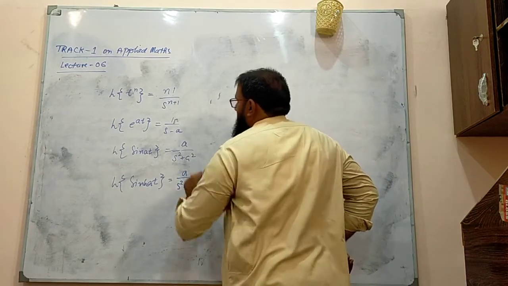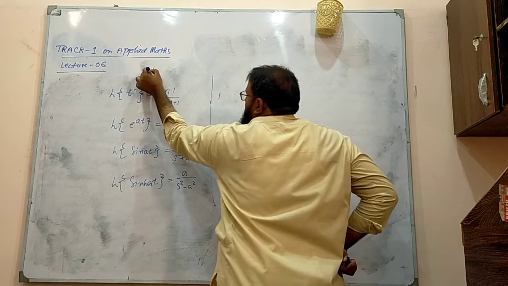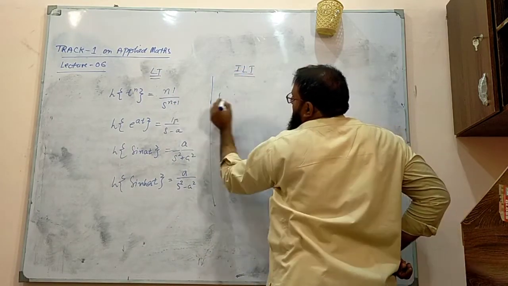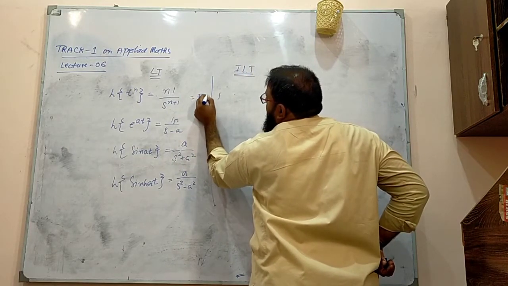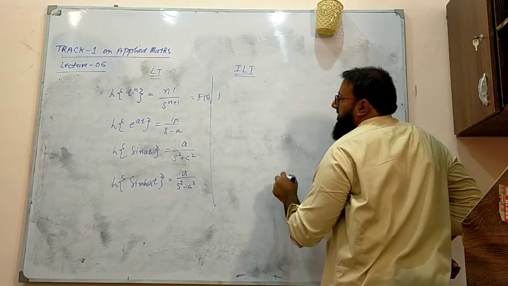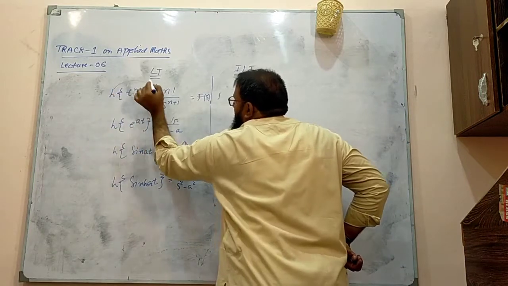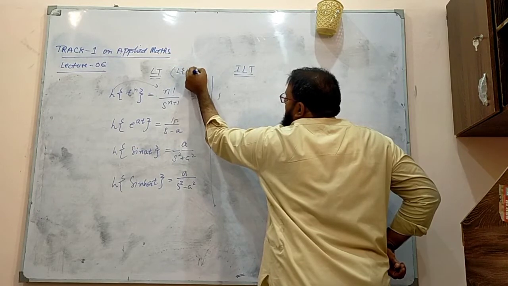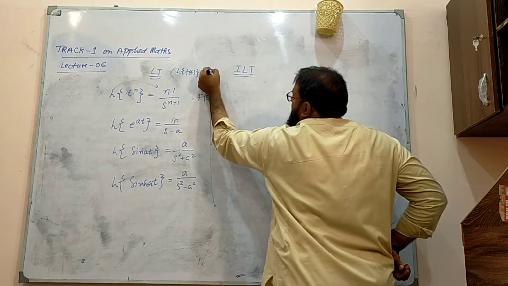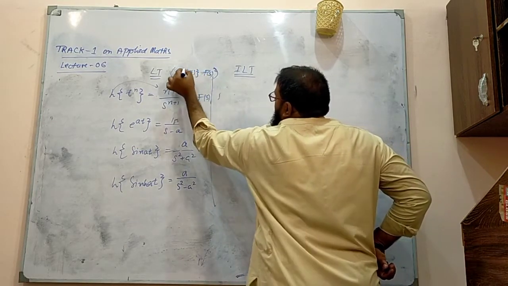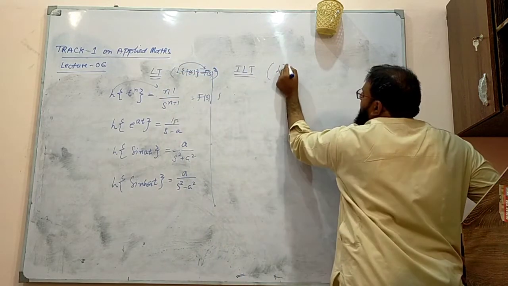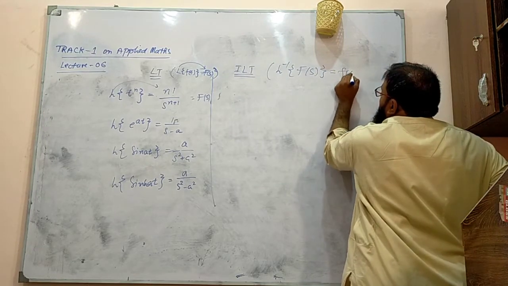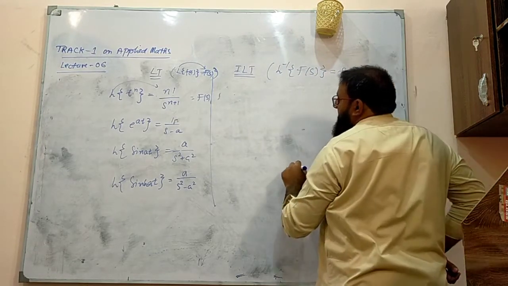Okay, this is what we call the Laplace transform, and this is what we call the inverse Laplace transform. Here your answer is always a function of s. When I take this L, it means you take the Laplace transform of a function f of t, and you will always get a function F of s. And when you take the inverse L, it means you take the inverse Laplace transform of F of s, and your answer is always going to be a function of t.